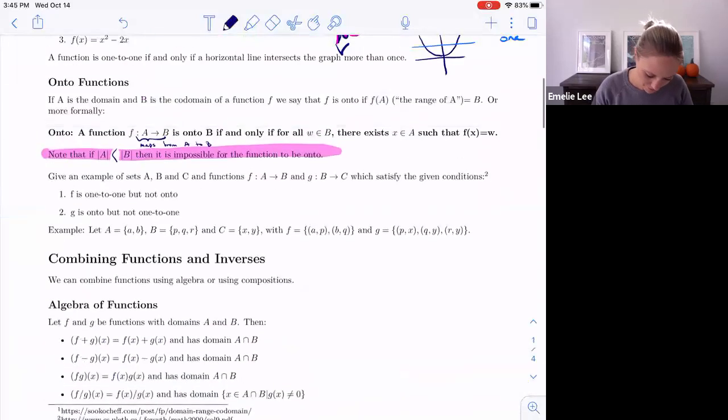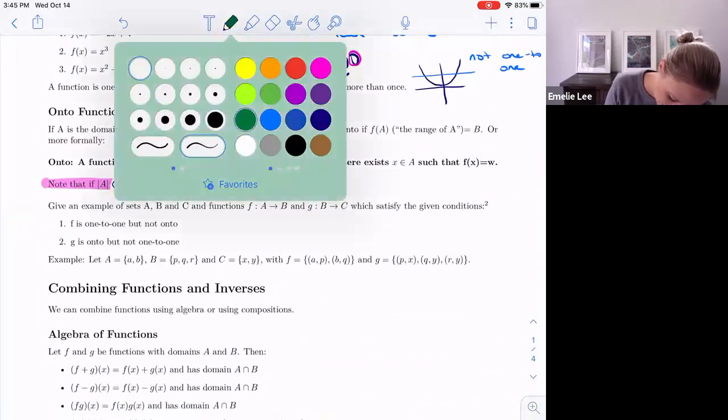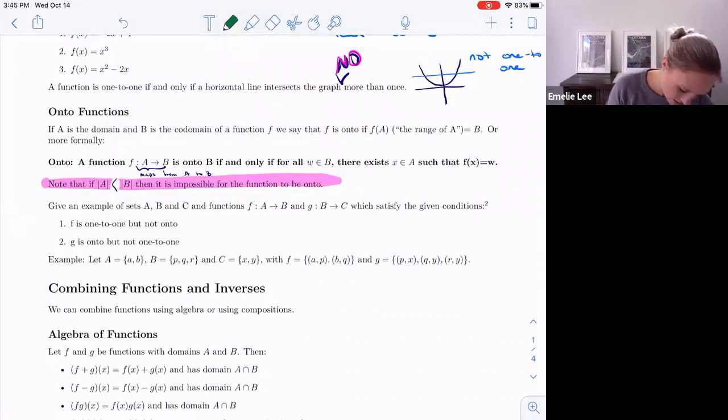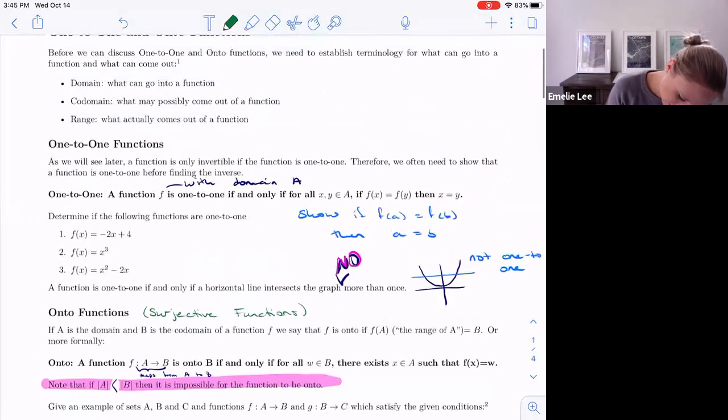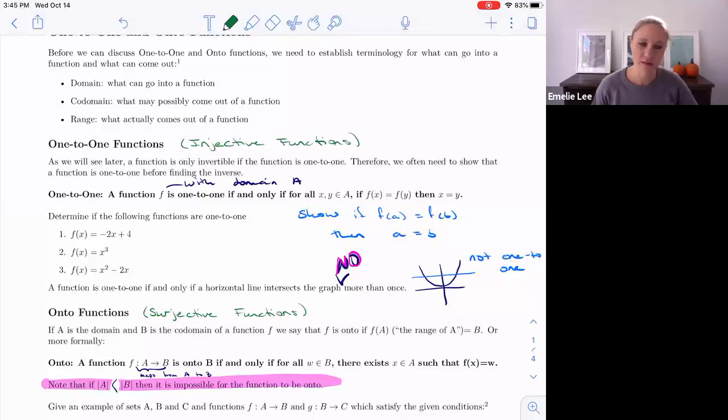So, onto functions. I should say that onto functions are also called surjective functions. And one-to-one functions are called injective functions. I never call them these, but maybe I'm just lazy. So if you're looking things up, if they're both, they're called bijective.